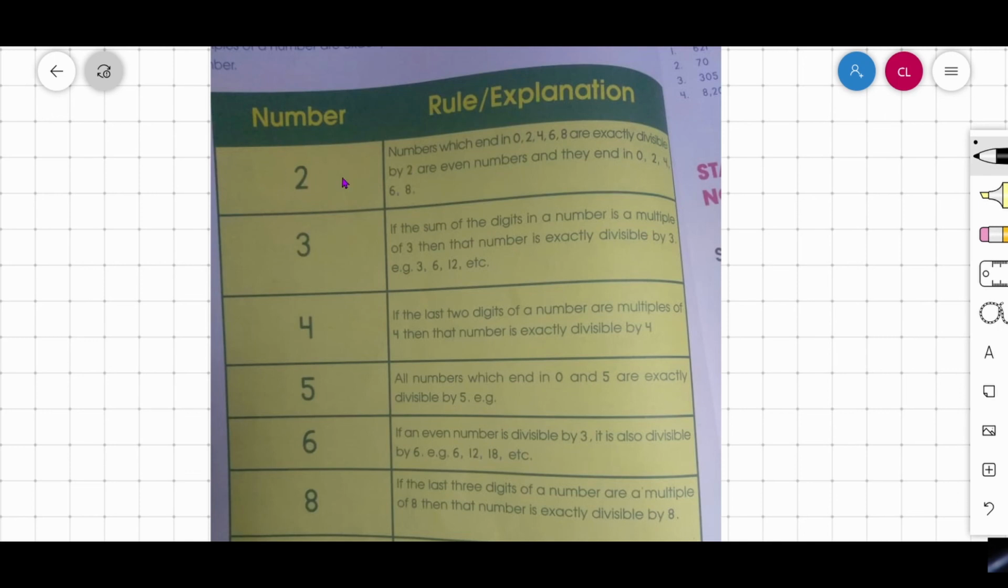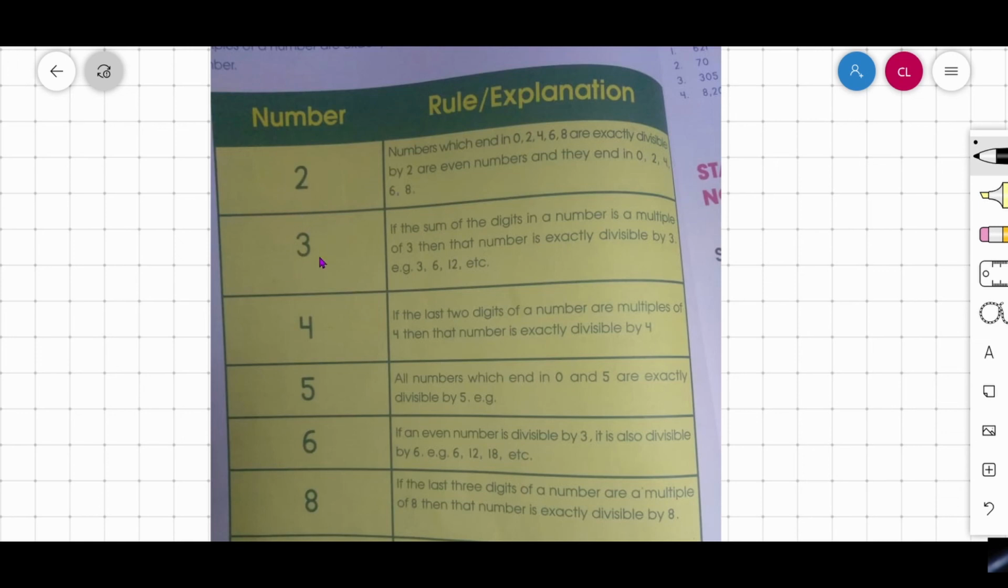So for 2, numbers which end in 0, 2, 4, 6, 8 are exactly divisible by 2. They are even numbers and they end with 0, 2, 4, 6, and 8. So any number that's an even number can be divided by 2.